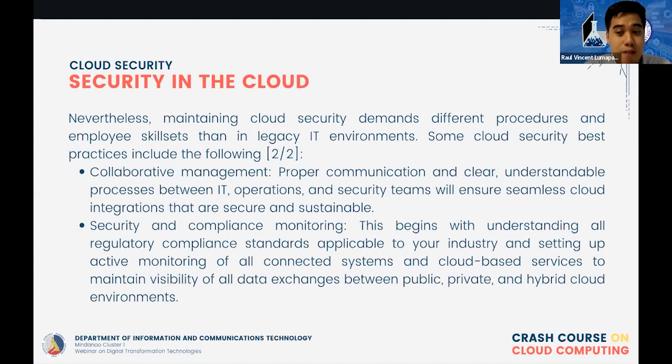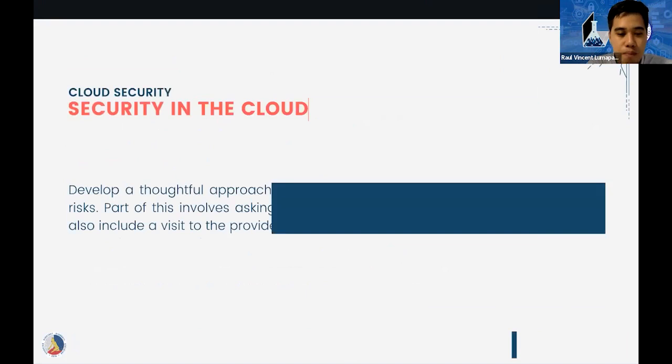You need to do a privacy impact assessment, most probably. Do your privacy manuals, and I think there are a lot of trainings from the National Privacy Commission and the DICT doing that. And then security and compliance monitoring. This begins with understanding all regulatory compliance standards applicable to your industry and setting up active monitoring of all connected systems. You should not be passive in terms of security, particularly for interconnected systems. Look at any problems, any concerns, any issues that you've encountered, even minor issues, because sometimes the minor issues open up the larger issues, particularly in ICT, like the Bangladesh heist.